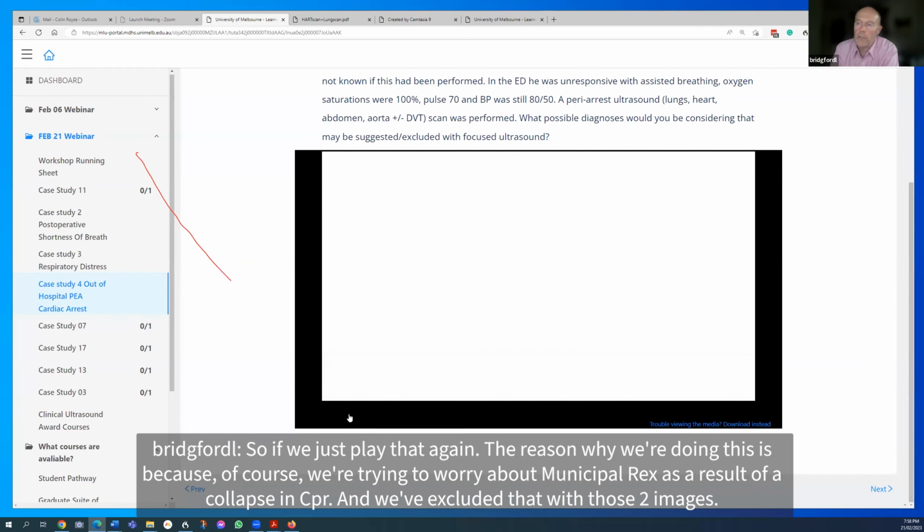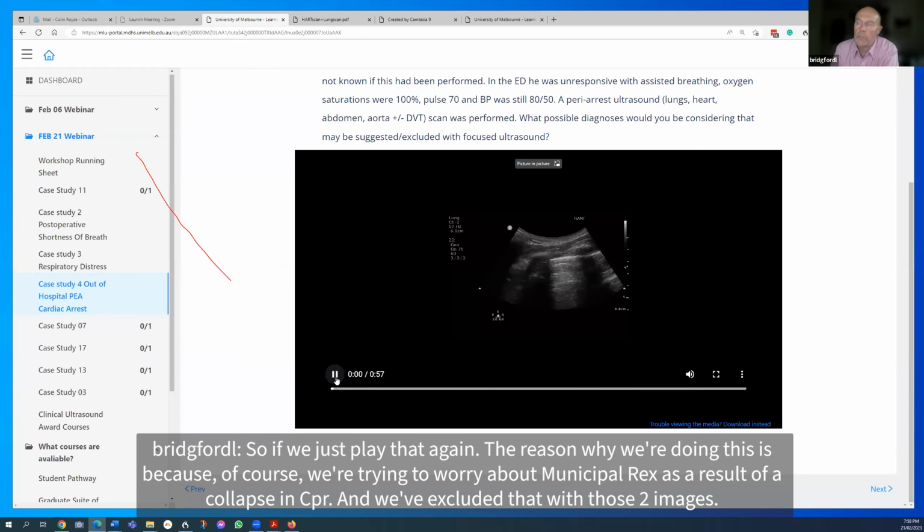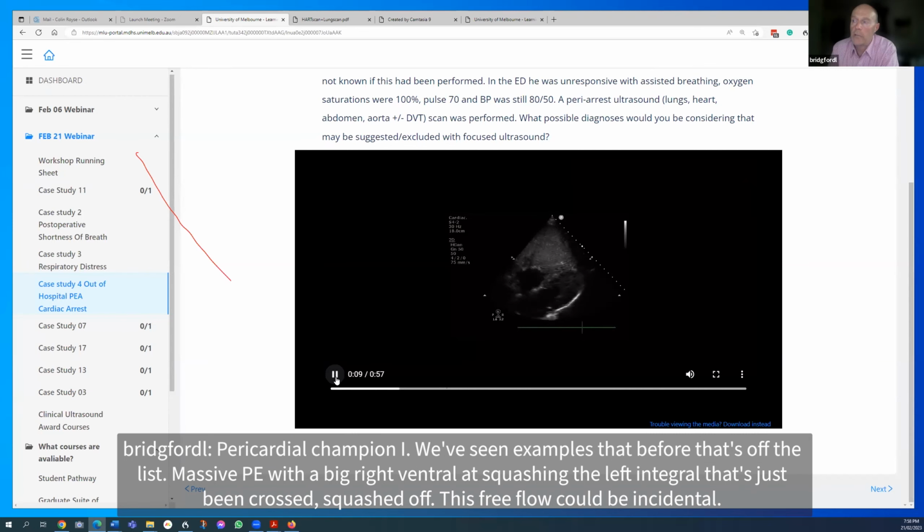So if we just play that again, the reason why we're doing this is because, of course, we're trying to worry about pneumothorax as a result of a collapse in CPR, and we've excluded that with those two images. Pericardial tamponade, we've seen examples of that before, that's off the list. Massive PE with a big right ventricle that's squashing the left ventricle, that's just been squashed off. This free fluid could be incidental.